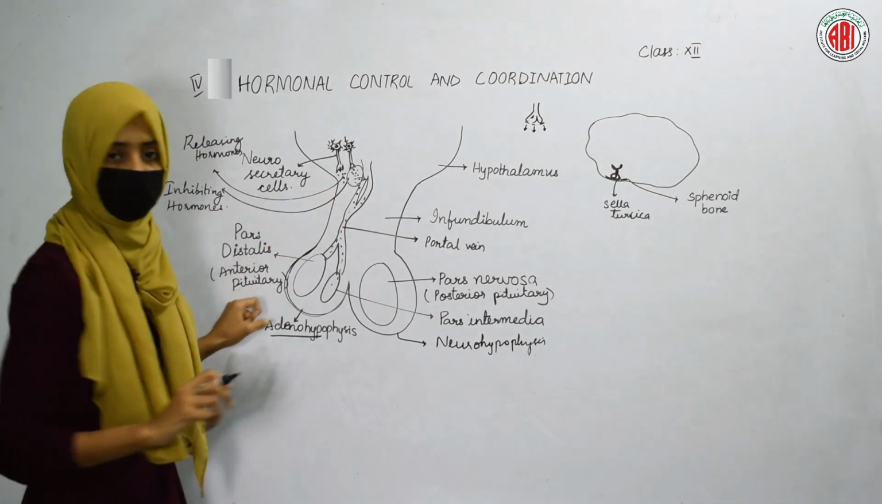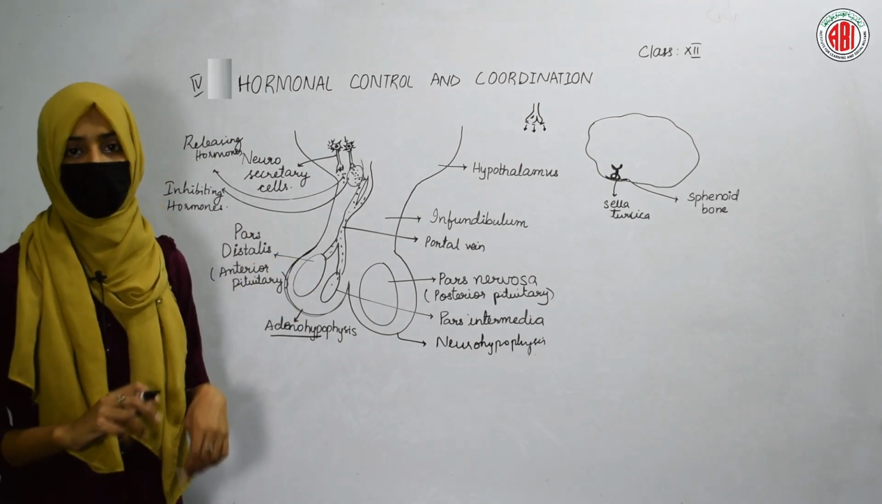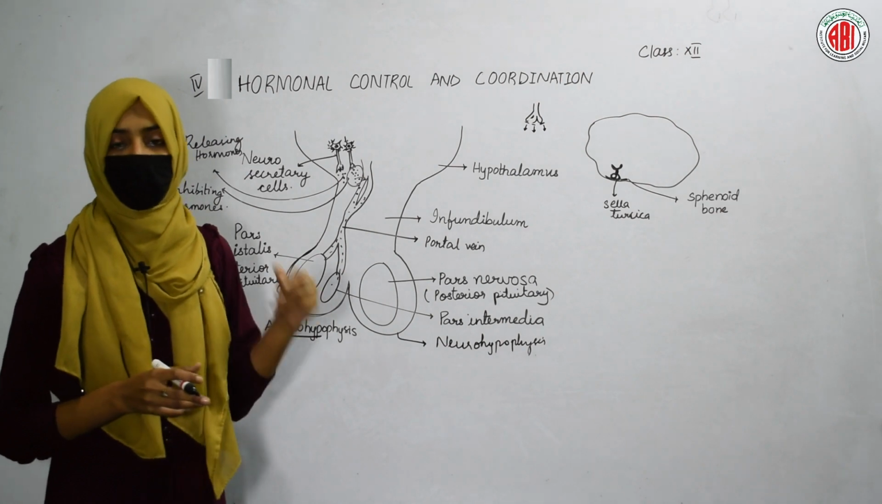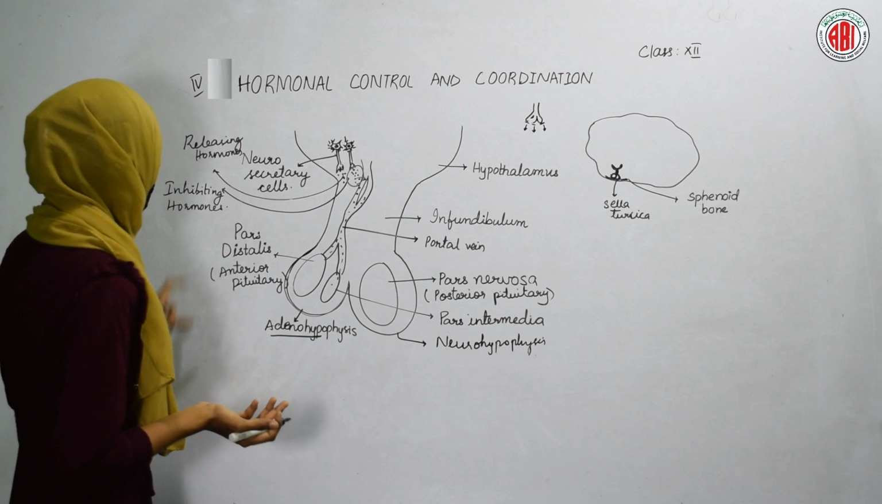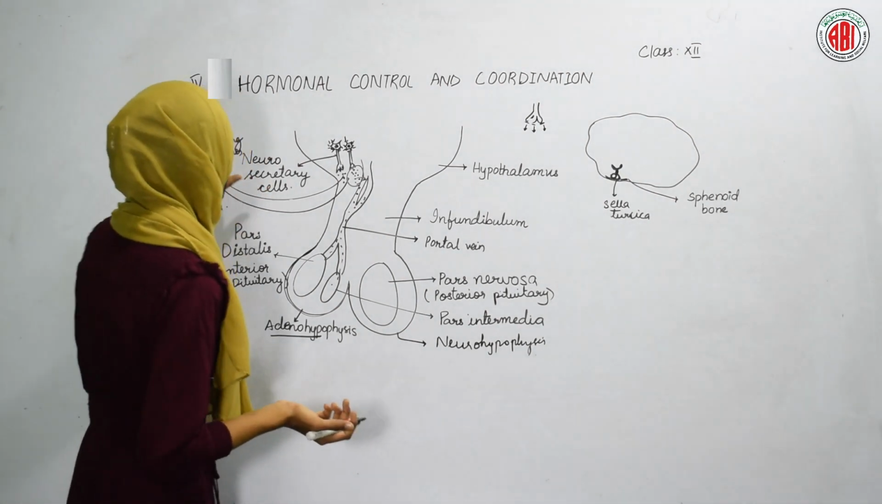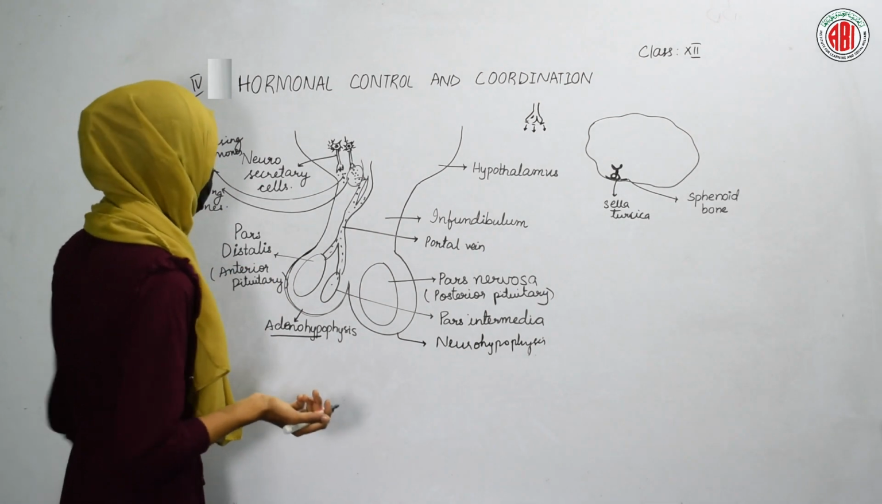Once the chemicals reach the anterior pituitary, the anterior pituitary gland starts releasing hormones. It releases different hormones to show different actions. This is how the role of neurosecretory cells can be seen in stimulating the anterior pituitary.